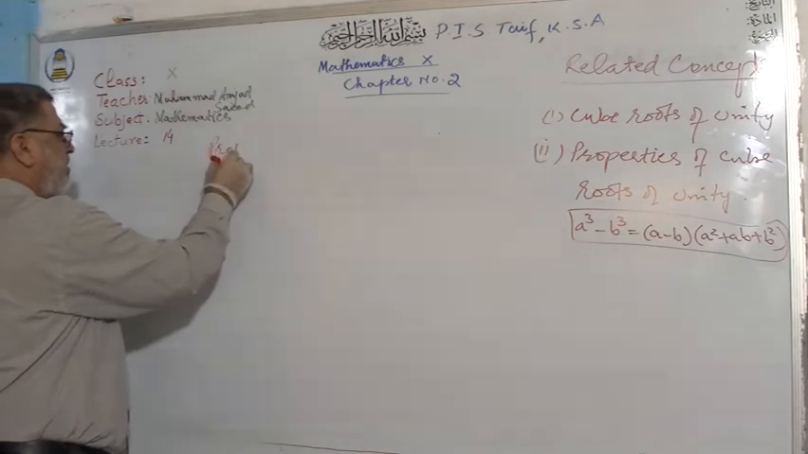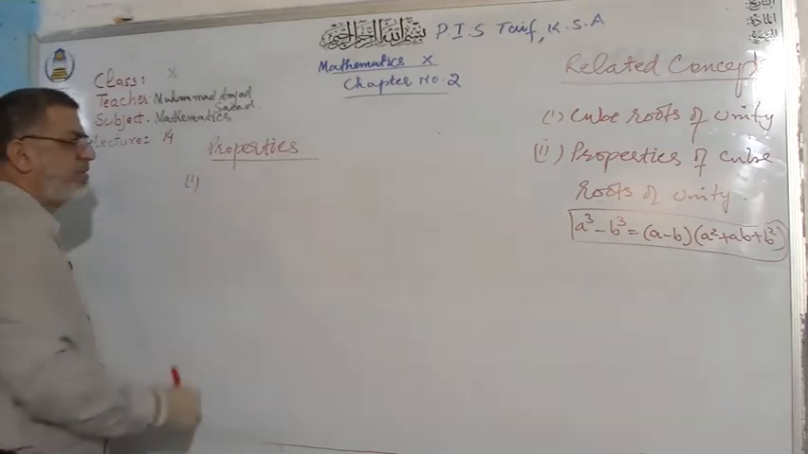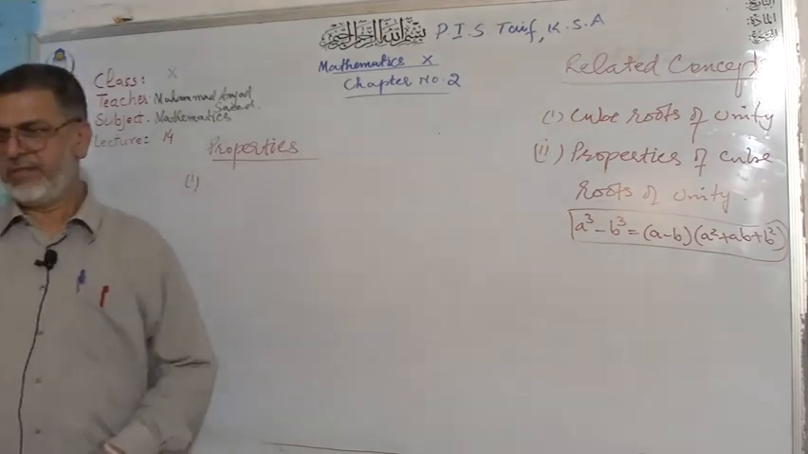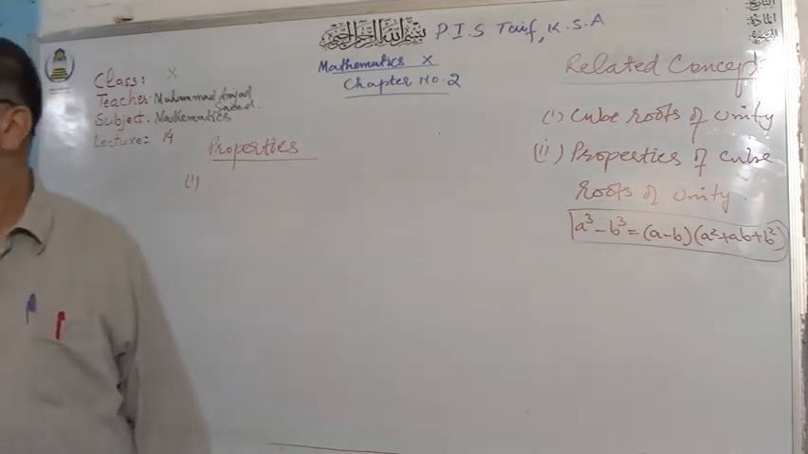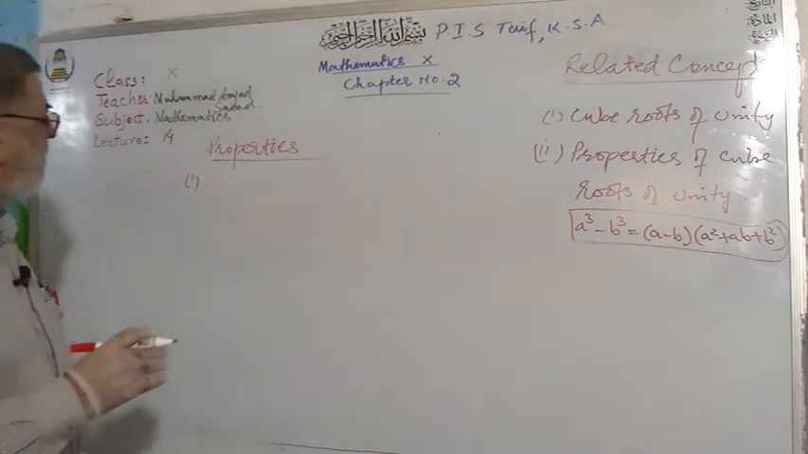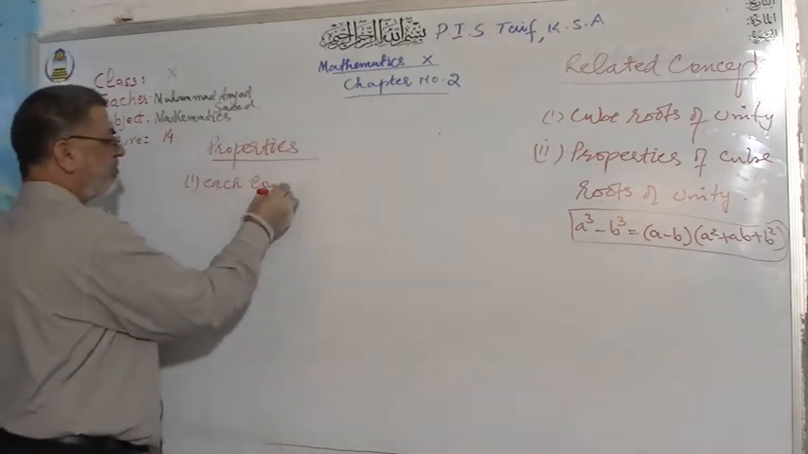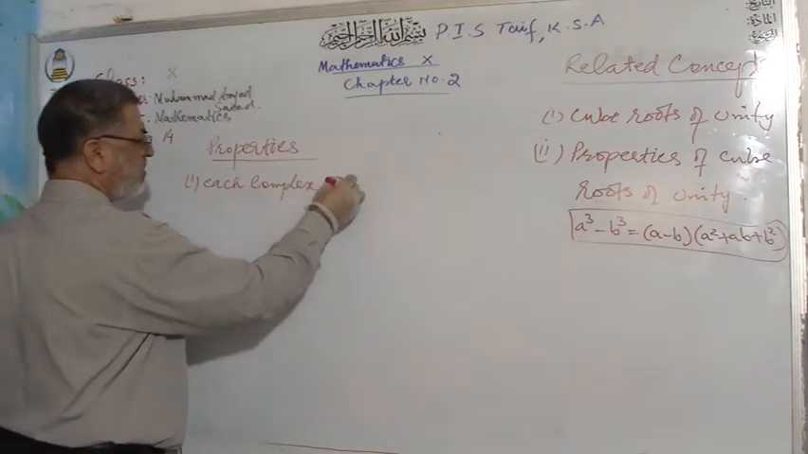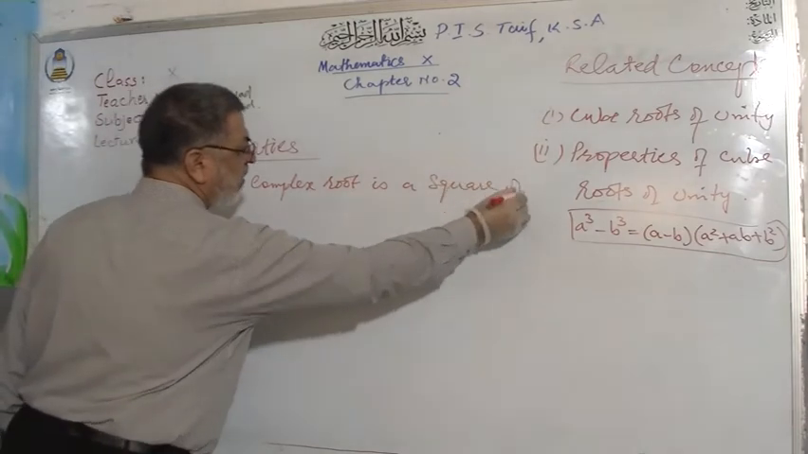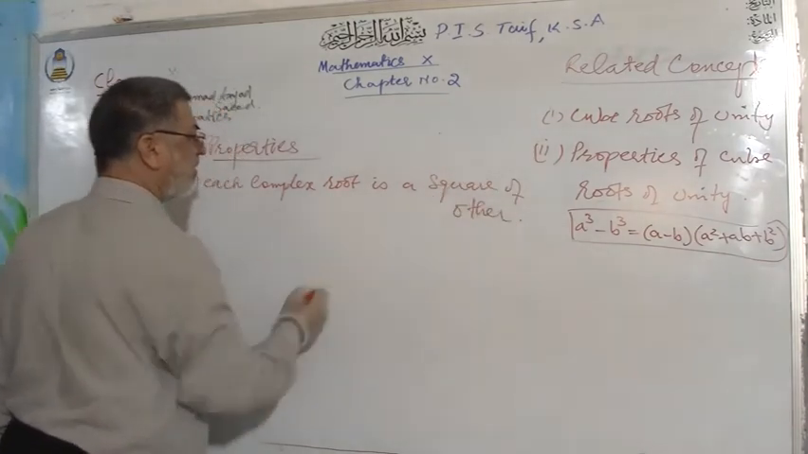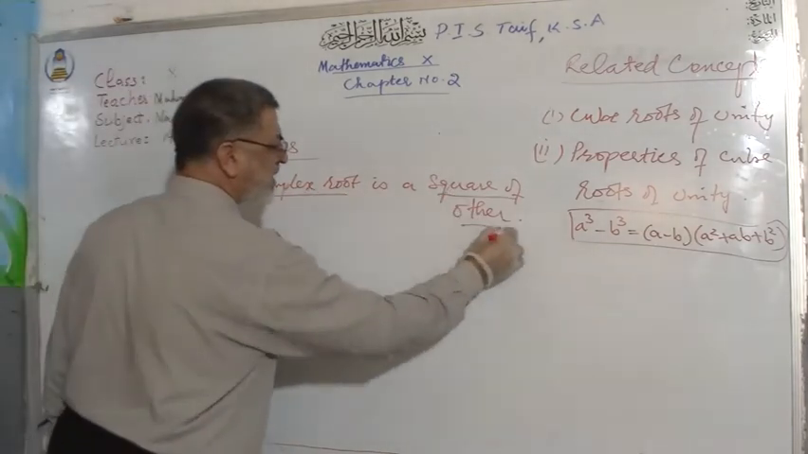Properties. Number 1. Prove that each complex root is a square of the other. Each complex root is a square of the other.